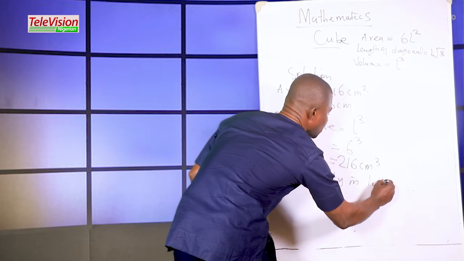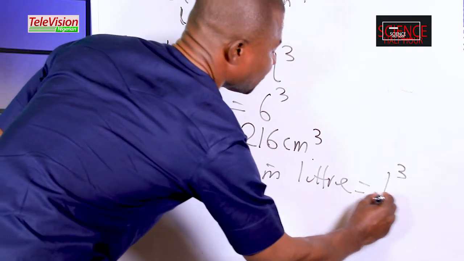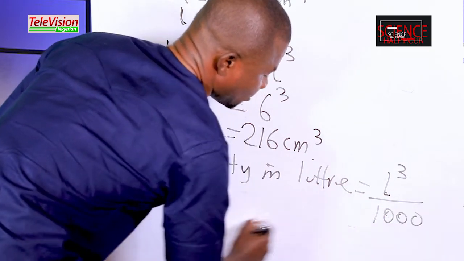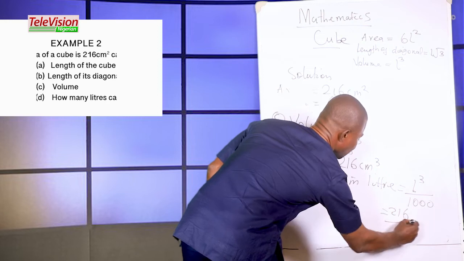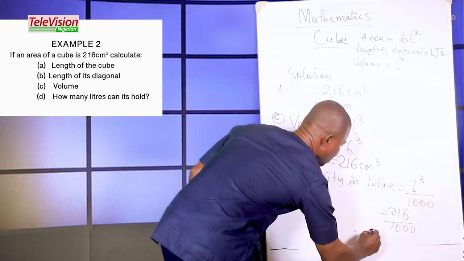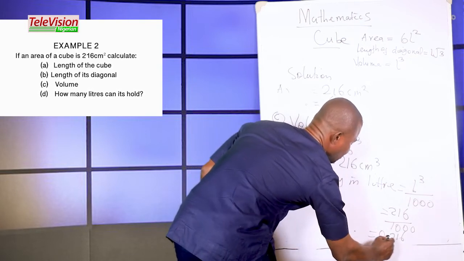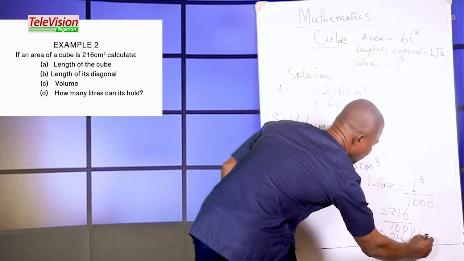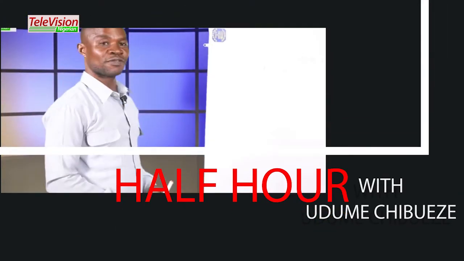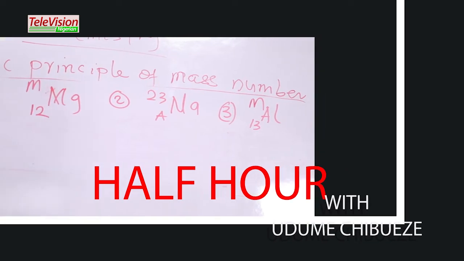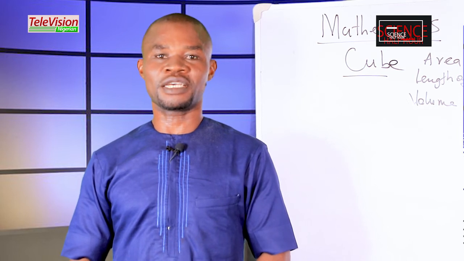So to get the capacity in liter, capacity in liter is equals to L raised to the power 3 divided by 1000, which is equals to 216 divided by 1000. The answer gives us 0.216 liters. With this, we have gone to the end of today's mathematics class on cube.